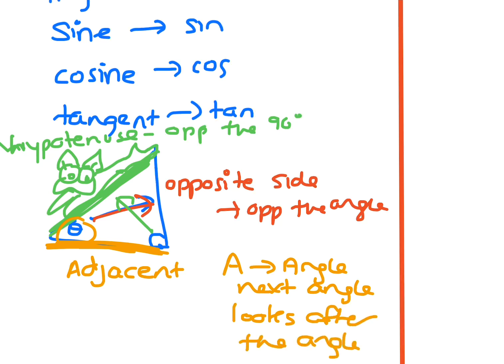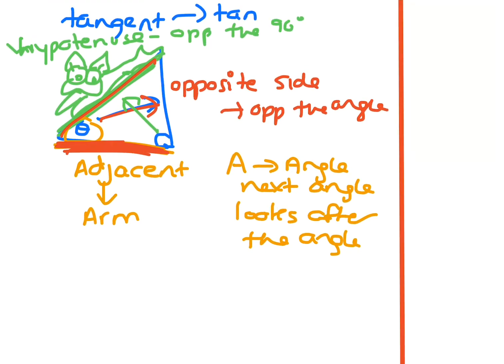You could also think that the adjacent side is on the arm, okay? So it's just the arm that is here. So think of that as an arm stretching out from the angle. Okay, so that's naming the sides.